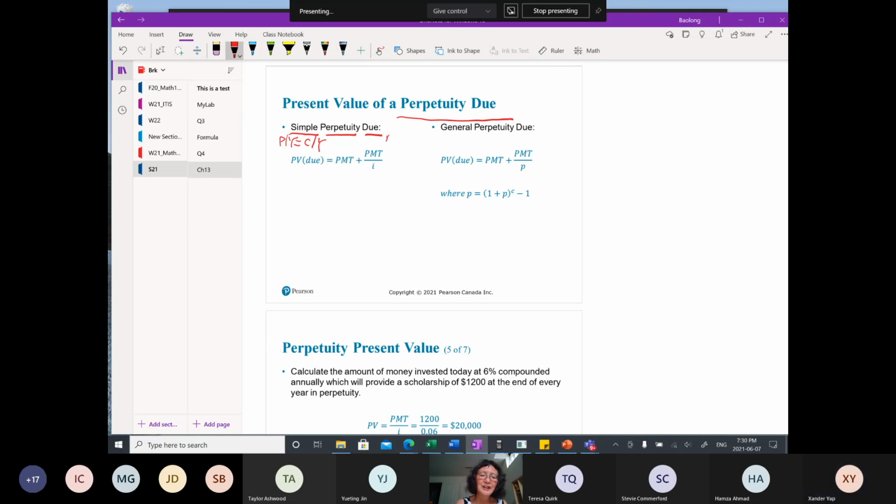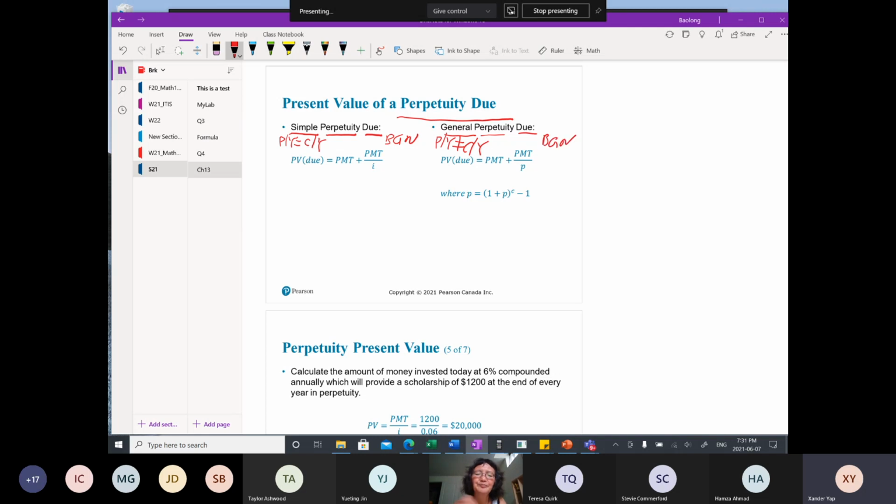Due means begin. Okay. Now, what is general perpetuity due? What does this general mean? General means that the PY is not equal to CY. Excellent. And due means begin.